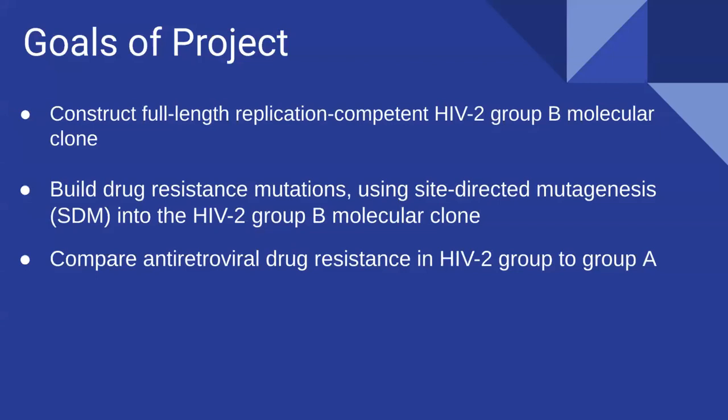Currently, there are no Group B clones in the National Institutes of Health AIDS Reagent Program, and no other labs working on HIV-2 have an infectious Group B molecular clone available.